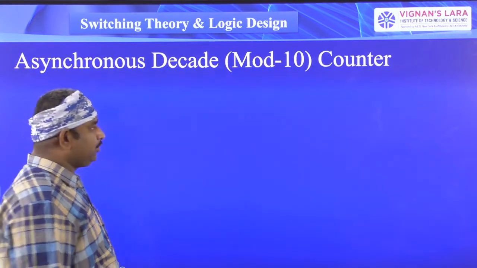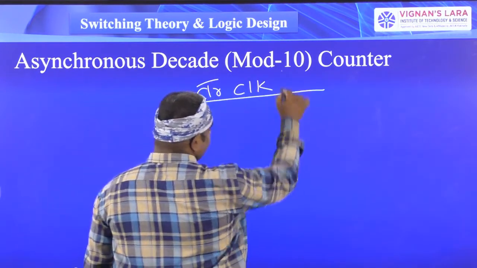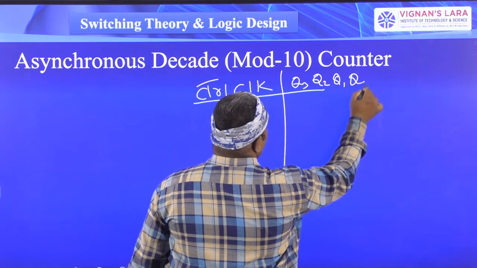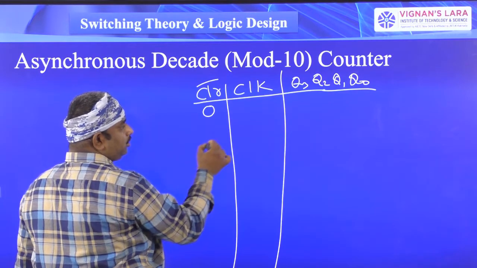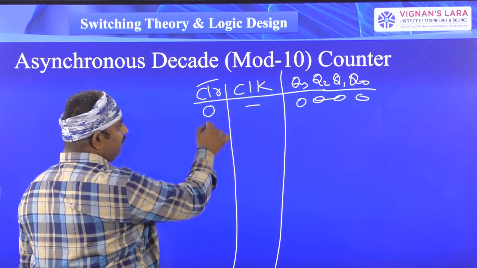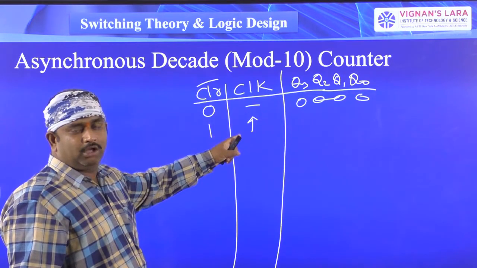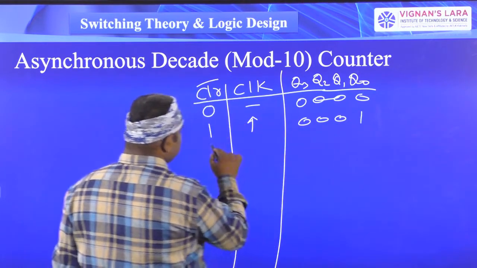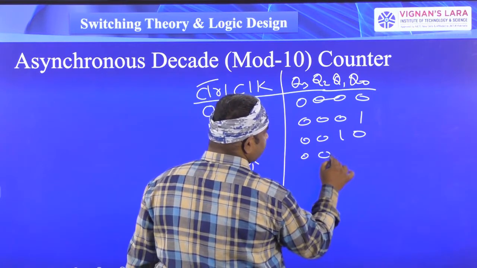See here the basic truth table and how it is formed. Here we have the clock signal, here we have the clear bar signal, and here Q3, Q2, Q1, Q0. If the clear signal is equal to 0, then irrespective of the clock signal, all the flip-flop outputs go to 0. If clear is equal to 1 and the clock is observed, generally a positive edge triggered clock signal represented by an up arrow, then the counting starts. Whenever the clock signal is observed, the counting goes in this direction.